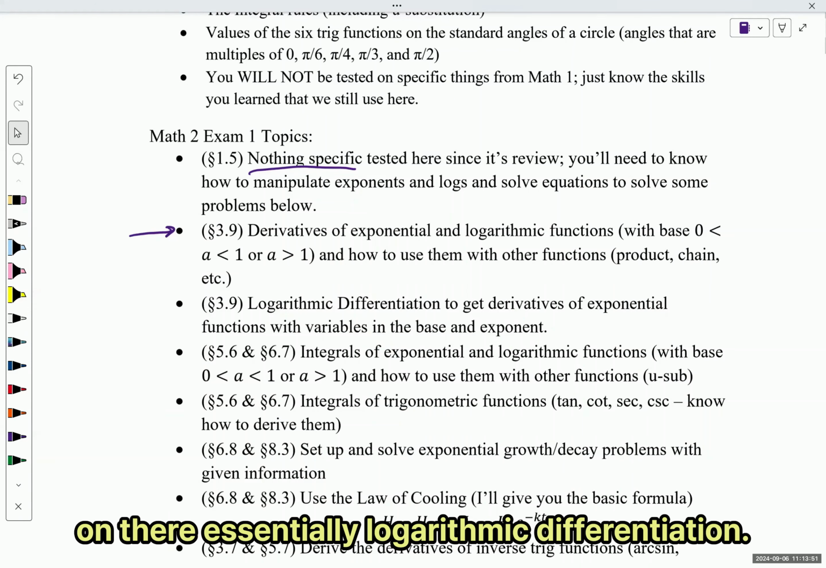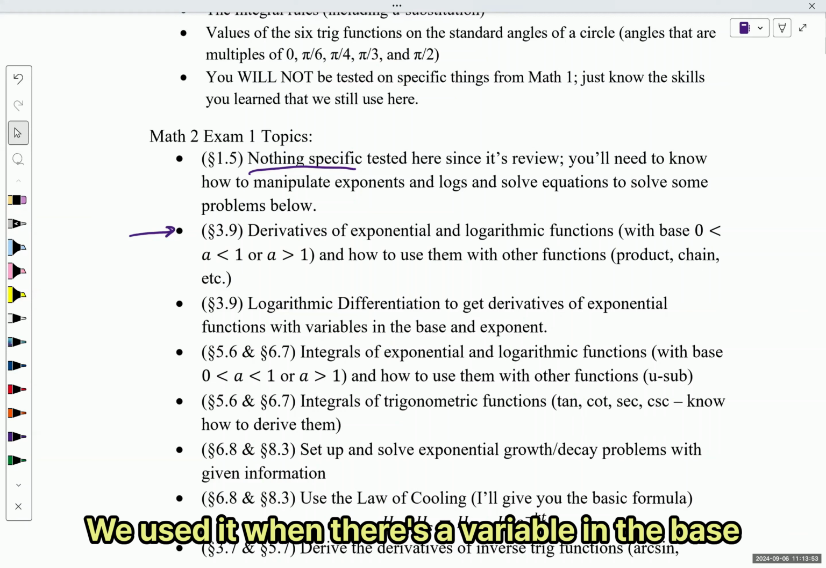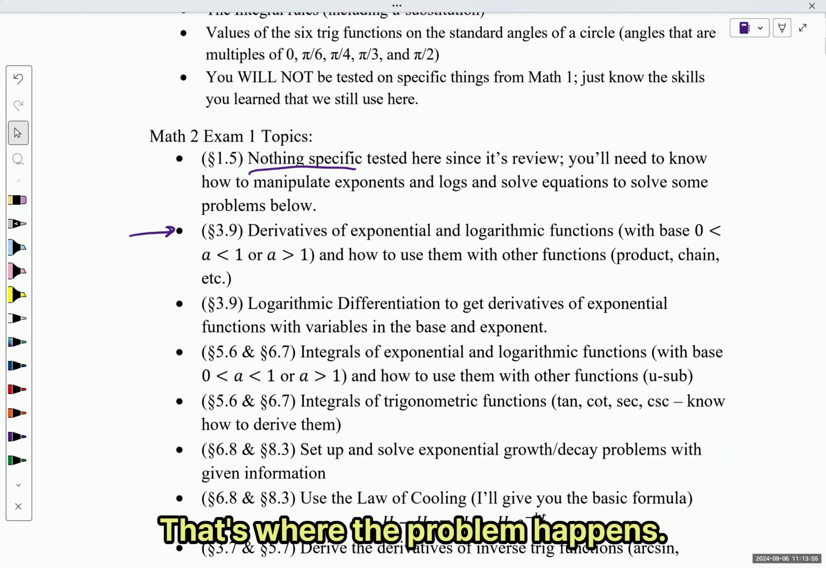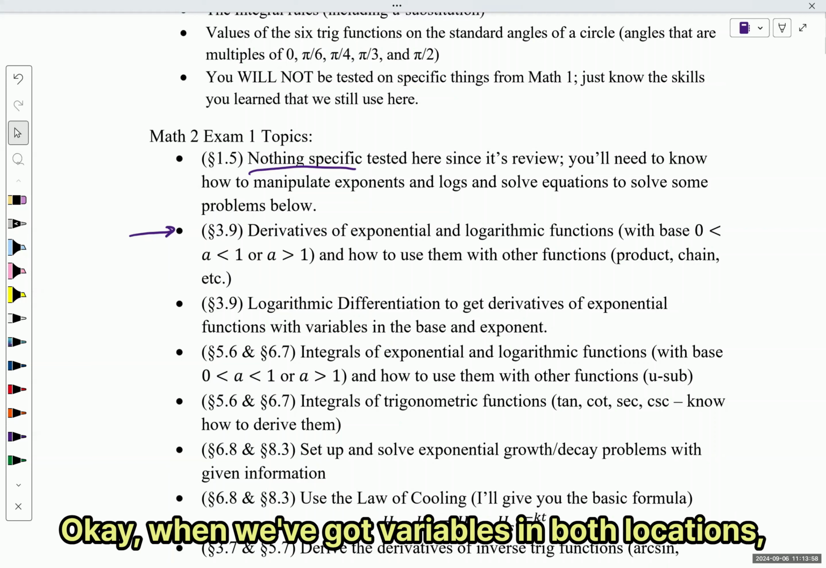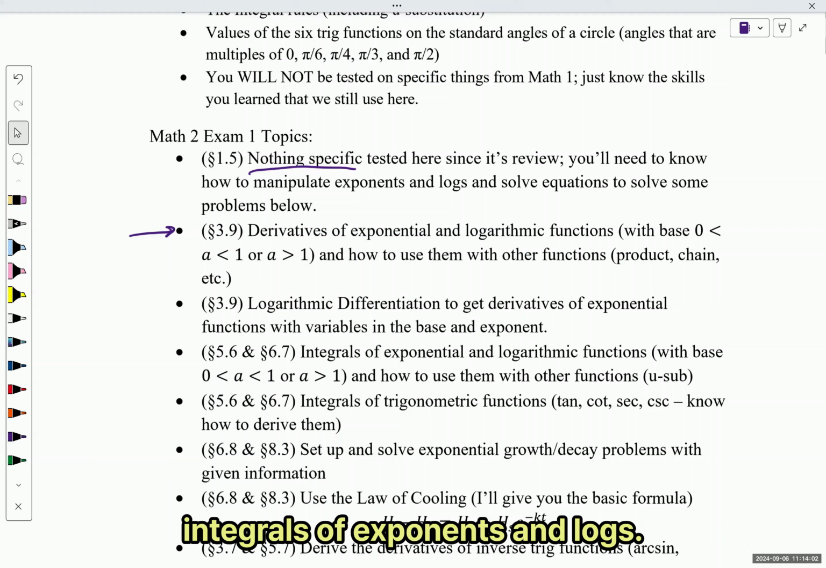Essentially, logarithmic differentiation, we use it when there's a variable in the base and a variable in the exponent. That's where the problem happens. When we've got variables in both locations, we have to use logarithmic differentiation.